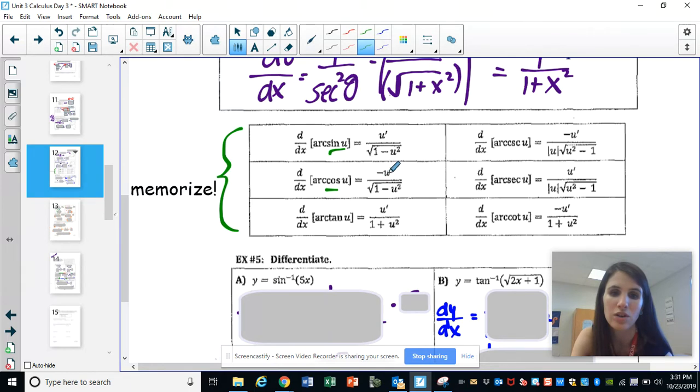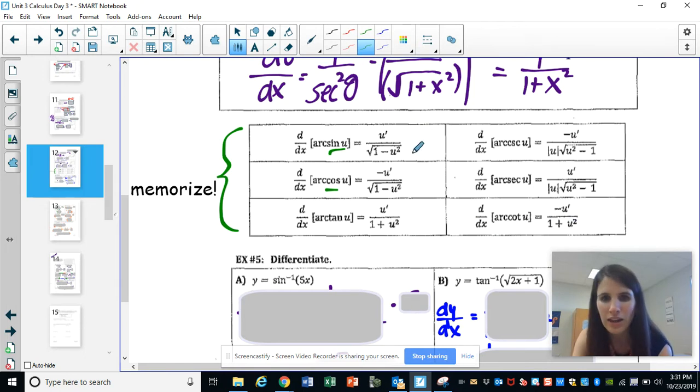The difference is that cosine is negative, and that is okay because that matches with how cosecant and cotangent are negative, right? Cosine is another C word, and it's negative. Kind of nice, right? Tangent is different, but tangent is similar to cotangent in that they're both divided by 1 plus u squared. Cotangent, a C, that's negative though, okay?